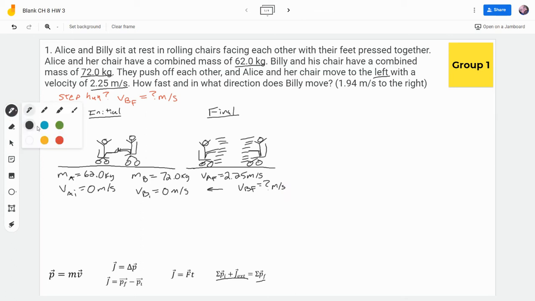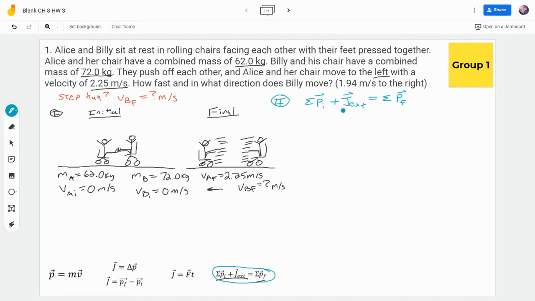So step 2 in a conservation of momentum problem is to write the law of conservation of momentum. So the next thing you write should be literally this exactly. Sigma P initial plus J external, both of those are wearing hats, is equal to sigma P final with a hat. So I just copied this. This is the big idea we're going to use to solve this problem.